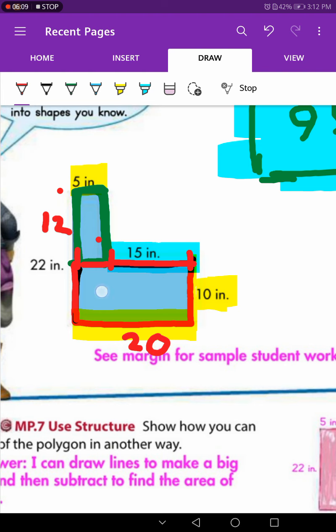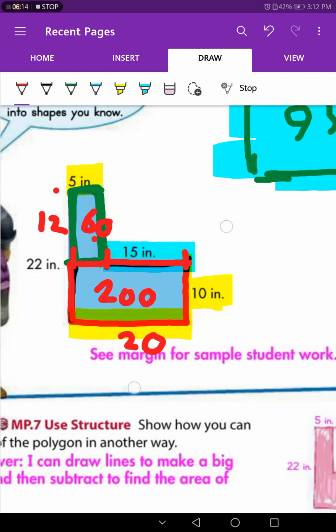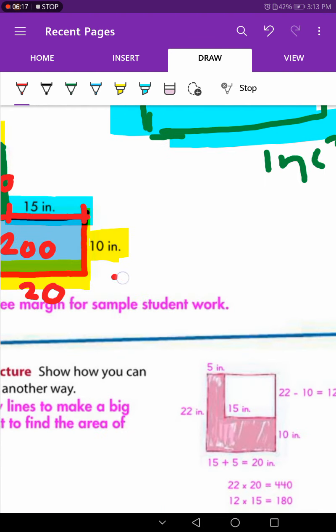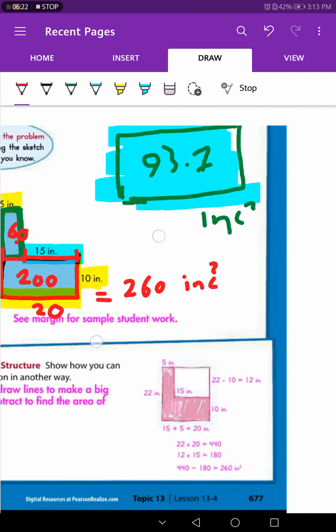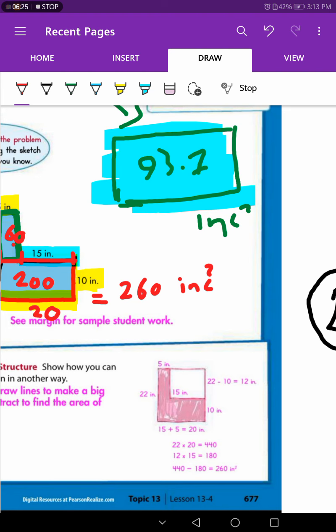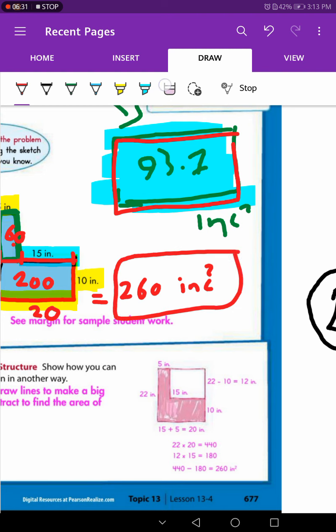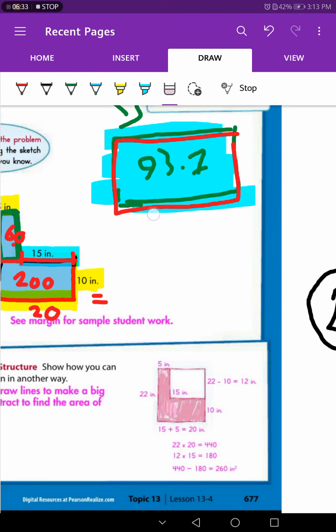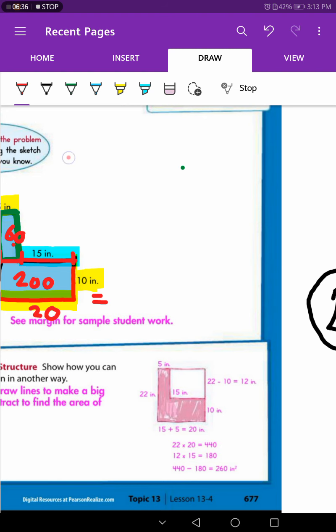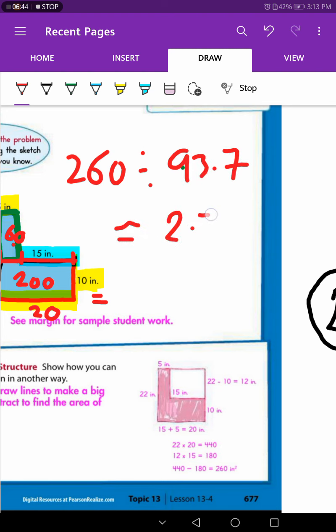So 20 multiply 10 equals 200 inch square, and here we have 60. So the total area of this polygon equals 260 inch square. Now, how can I find how many pieces of this in this area? Just divide them. 260 divided by 93.7, you will get approximately 2.7. That means you have to buy three pieces of this dimension.